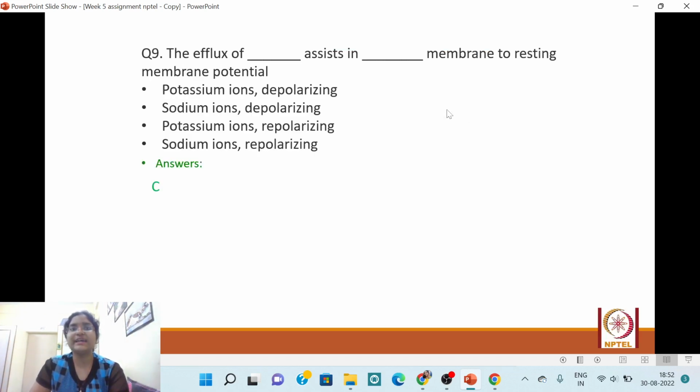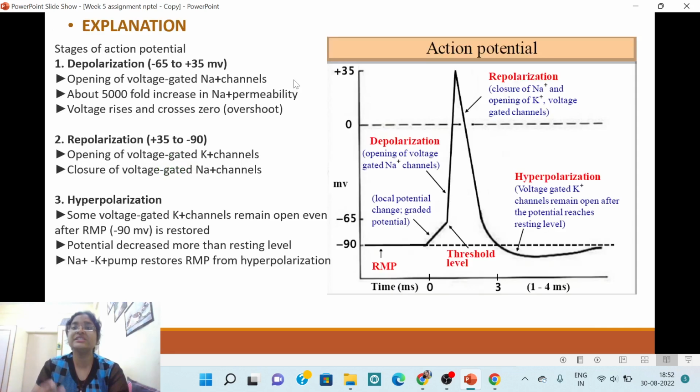The question was, the efflux of the potassium ions assists in repolarizing the membrane to resting membrane potential. So the question is, from repolarization, how is it coming again to resting membrane potential, right? After repolarization, there is a hyperpolarization state. When this happens, some voltage gated K plus channels remain open even after resting membrane potential is restored. So there is an opening of the K plus voltage gated channels in the repolarized state, and in hyperpolarization they still remain open.